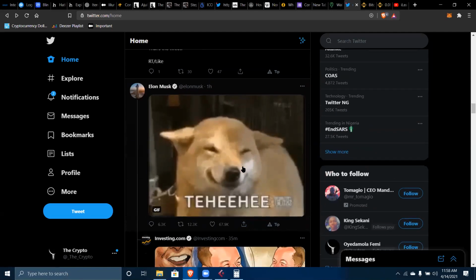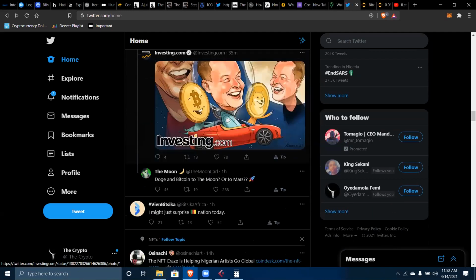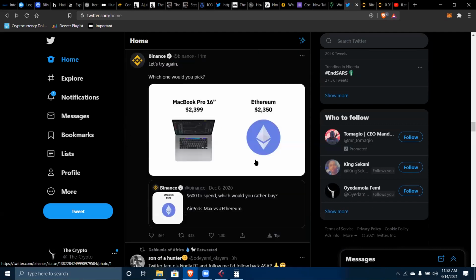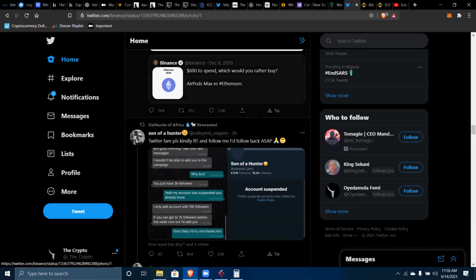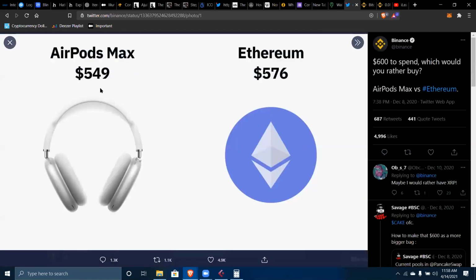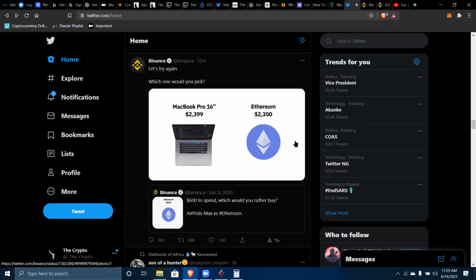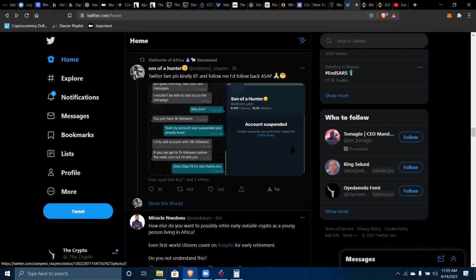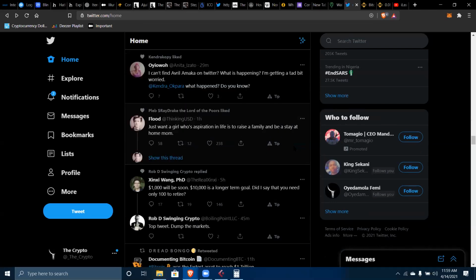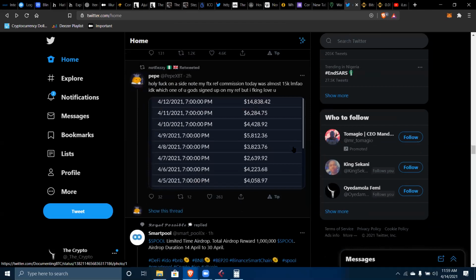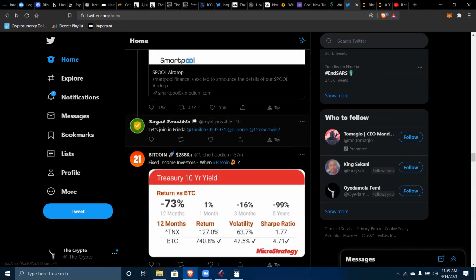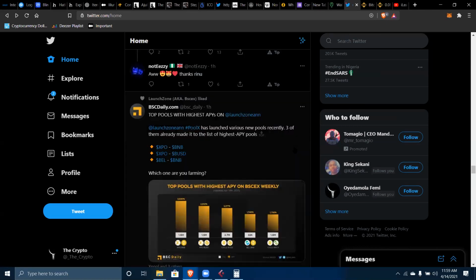and I can get information. I remember there was a time when AirPod Pro was $549 and just launched, and one Ethereum was $576. They were asking, would you rather buy an AirPod Pro or one Ethereum? And lo and behold, those that bought an AirPod Pro, congratulations. One Ethereum is now $2,350. Awesome. So the people I follow on Twitter determine the kind of feeds I get, and it helps me filter information, and I know what people are talking about, what to research, and what to look into.